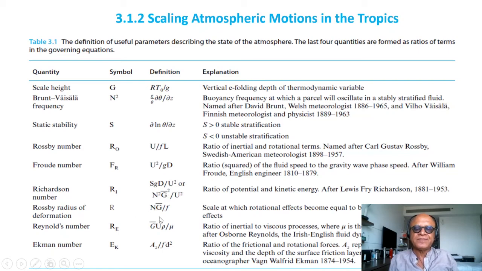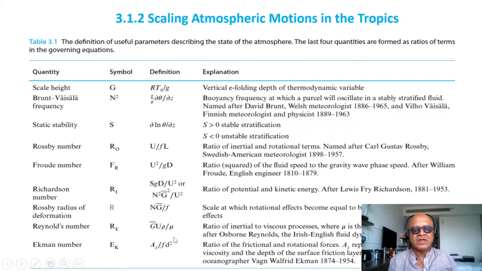Radius of deformation is the scale at which rotational effects become equal to buoyancy or gravitational effects. Remember, buoyancy is vertical and gravity is also vertical. So Rossby radius of deformation turns out to be another important non-dimensional number, defined in terms of the Brunt-Väisälä frequency, the scale height, and Coriolis effect. F is the local vertical projection of Coriolis, so essentially 2 omega sine phi. We will get used to F being the Coriolis effect.